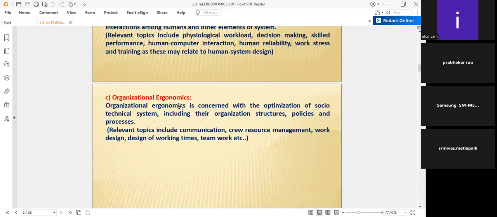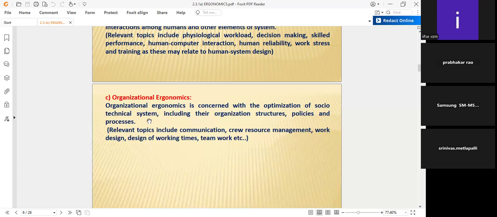Organizational ergonomics is the concern with optimization of socio-technical systems, including their organizational structure, policies and processes. This definitely depends upon communication methods, management policies and cultural practices, which are very important. That's called organizational ergonomics. Organizational means A shift 100 tons, B shift only 80, C shift only 50. Like this, we have to see the environment: day shift is different, B shift is different, C shift.